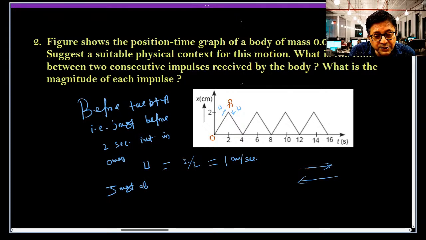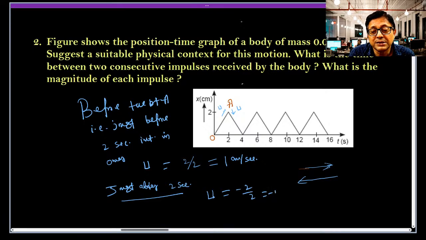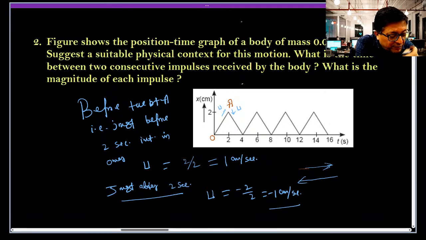Just after 2 seconds, this velocity is positive. I did not put the negative sign there. This will be what? This is minus 1 centimeter per second. Now calculate the change of momentum. Change of velocity you can find now. From there you calculate.